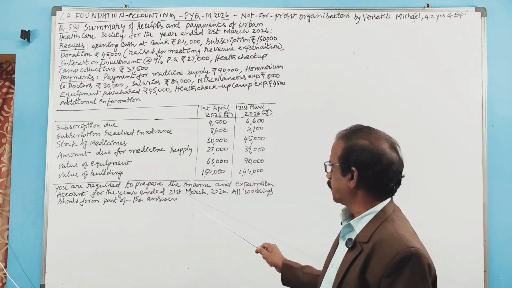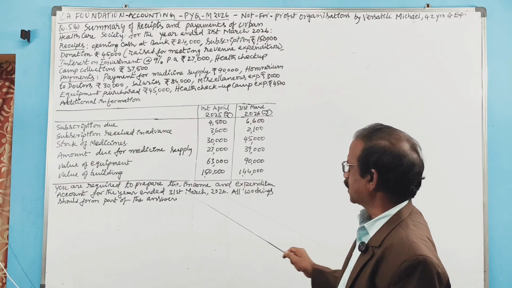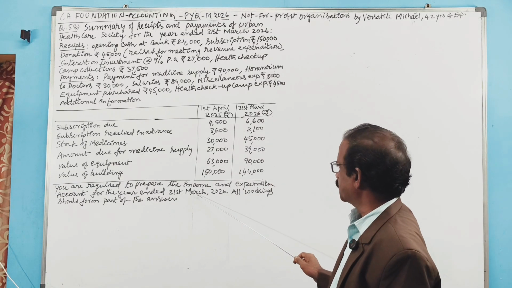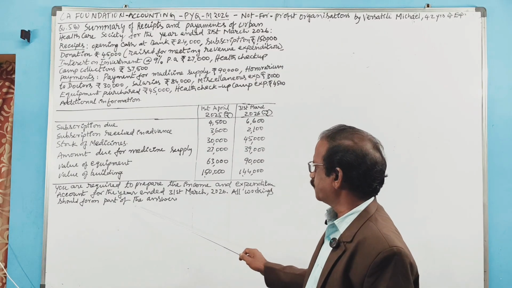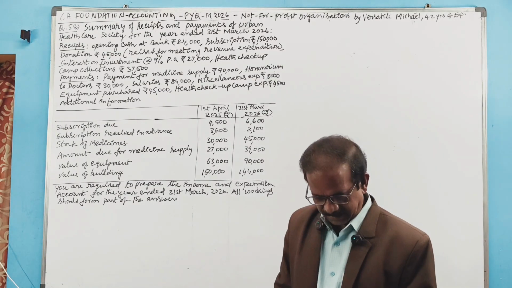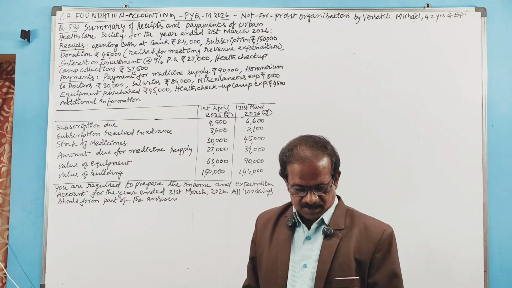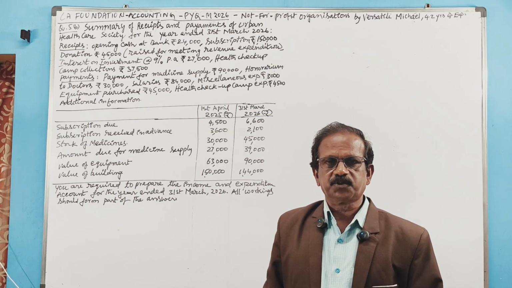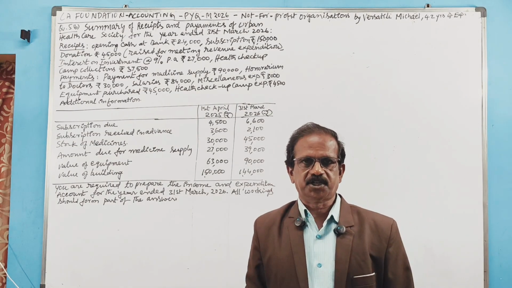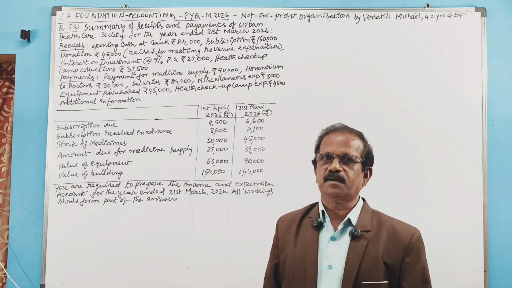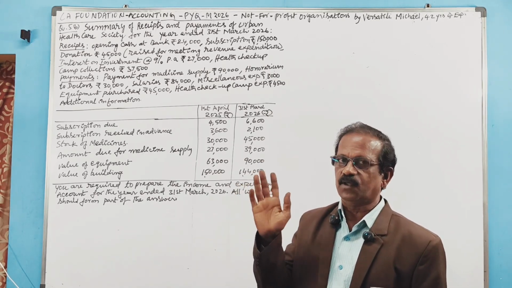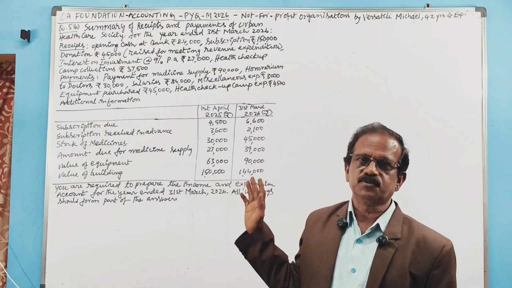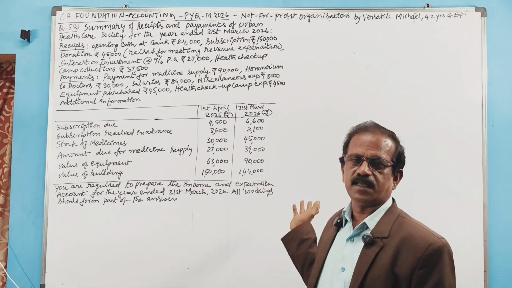You are required to prepare the income and expenditure account for the year ended 31st March 2026. All working should form part of the answer. In this question, we have to prepare the income and expenditure account. For its preparation, all expenses should be written on the debit side, and all income should be recorded on the credit side.